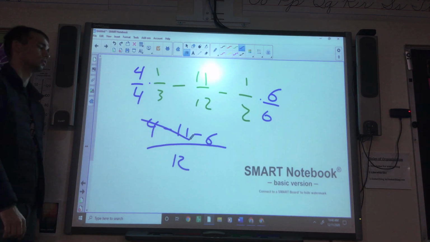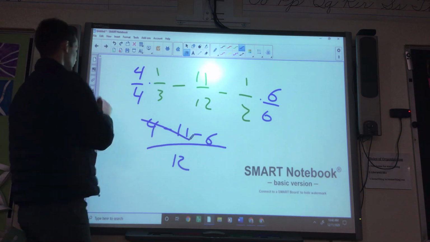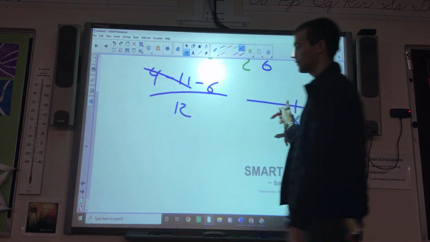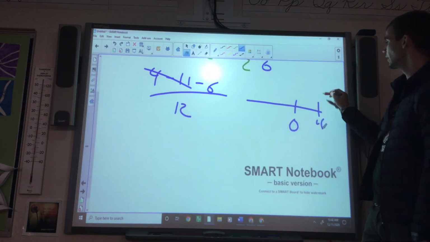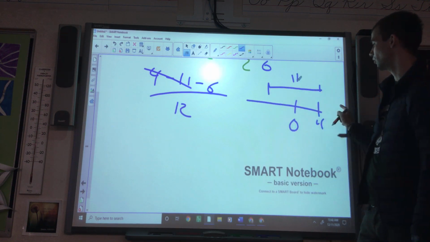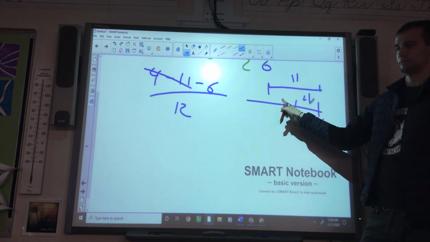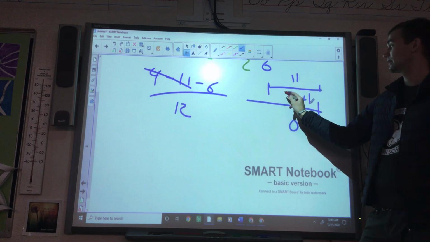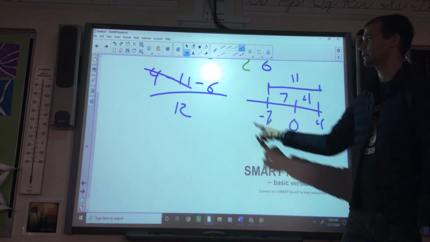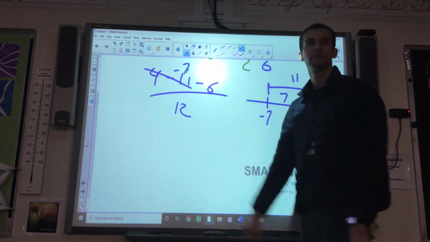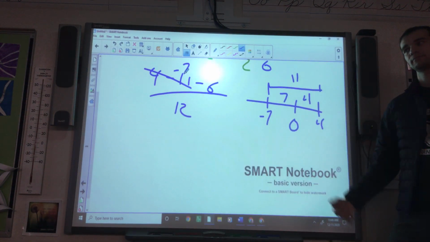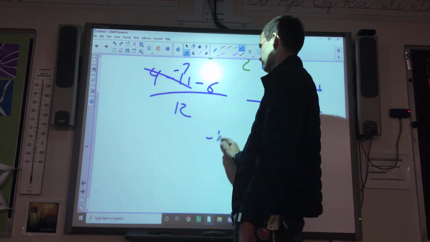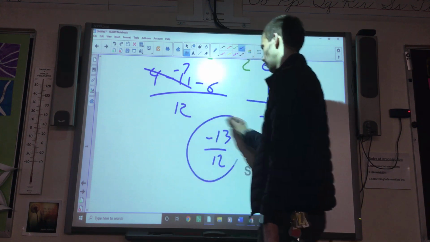Negative 3. So the way the number line works when you're doing it is you gotta start off at 0 right here in the middle, and you go 4 right here, and you think, hey, I'm going back 11 total. If this is 4, what does this need to be? 7. So I end up at negative 7, and I'm going back 6 more. Think 7 plus 6 is 13, but it's negative, so it's negative 13 over 12.